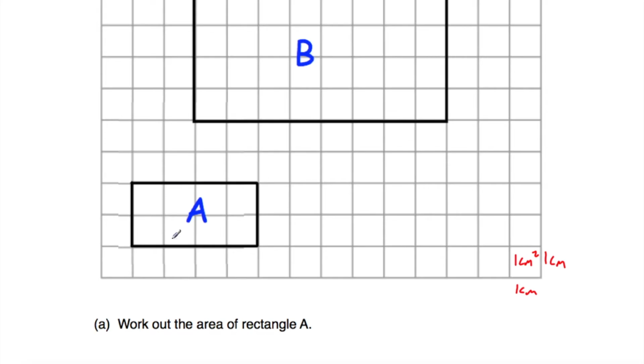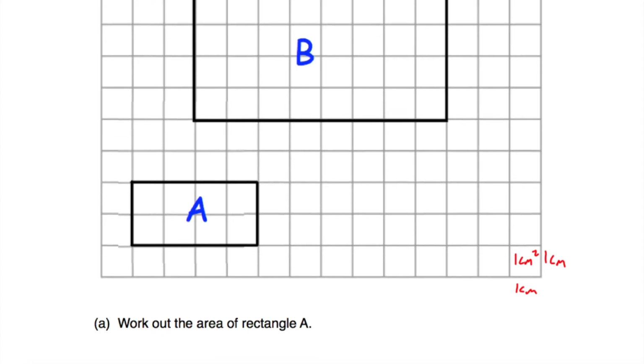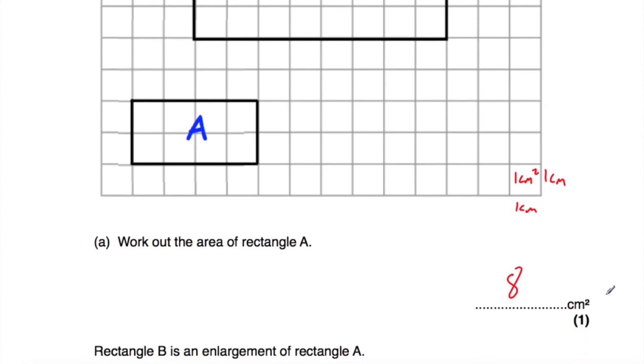So here we want to find the area of rectangle A. So we just need to count the number of squares. That'd be how many centimetres squared it is. So it's 1, 2, 3, 4, 5, 6, 7, 8. So the area of rectangle A is 8 centimetres squared.